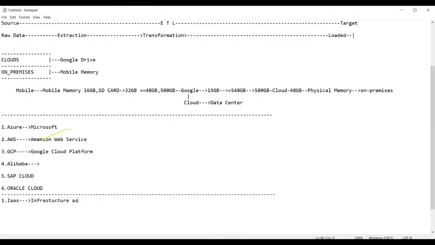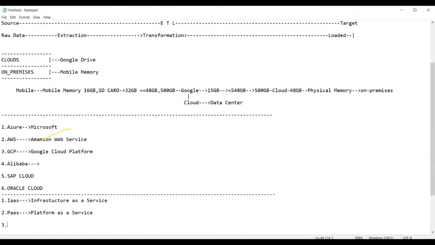Infrastructure as a service. And then you have PaaS. PaaS stands for what, guys? Platform as a service.